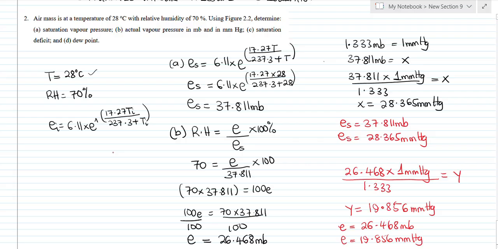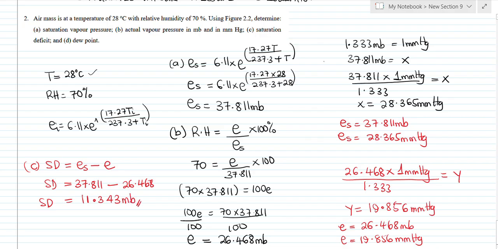Now we can proceed to the C, the saturation deficit. Saturation deficit is simply equal to the saturated vapor pressure minus the actual vapor pressure. So this one we can leave in any unit. We are using the millibar unit. The saturated vapor pressure is 37.811 millibar minus the actual, which is 26.468 millibar. And so the saturation deficit will be equal to 11.343 millibar.